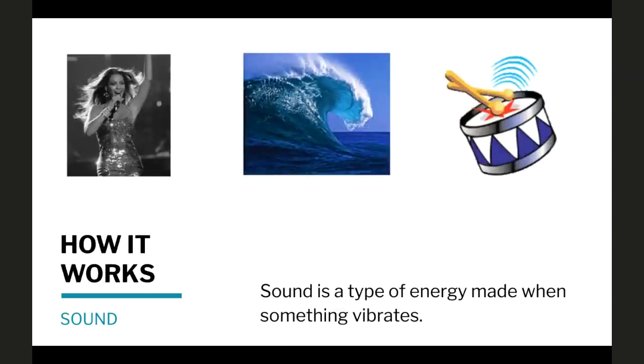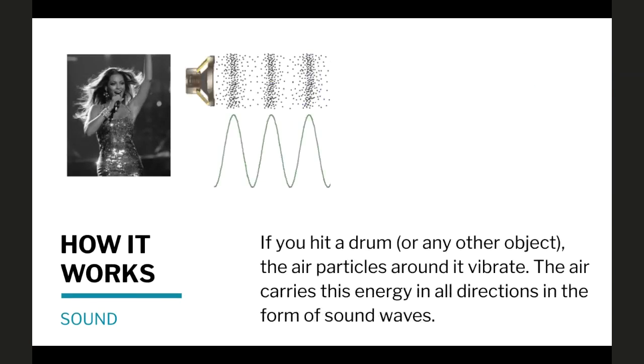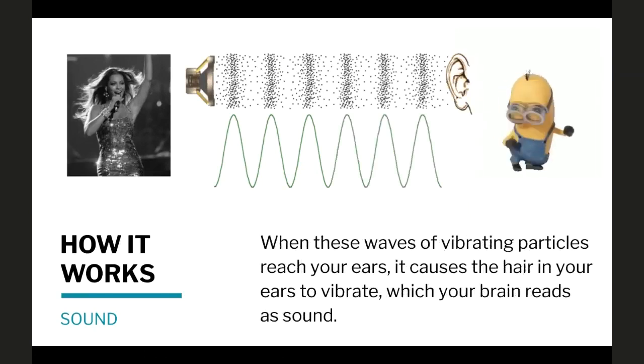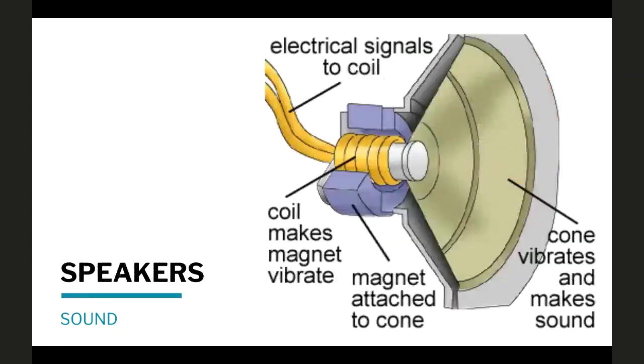So sound is basically just a type of energy made when something vibrates, whether a voice, a wave in nature, or a drum, a surface that we hit. If you hit a drum or any other object, it causes the air particles around it to vibrate. And then the air will carry this energy in all directions in the form of sound waves. When these waves reach your ear, the vibrating particles cause the hairs in your ears to vibrate, which the brain reads as sound.